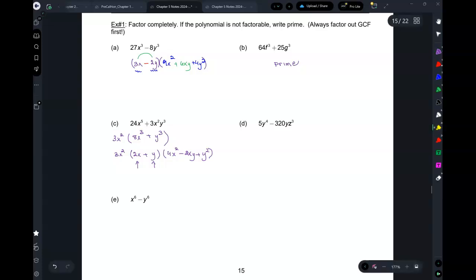Remember how we're getting this term and this term. We're getting those by squaring. So they've got to be positive. So it's got to be plus 4x squared plus y squared. Right? Okay. Next one. Can we factor out a GCF? 5y. So I get y cubed minus how much?